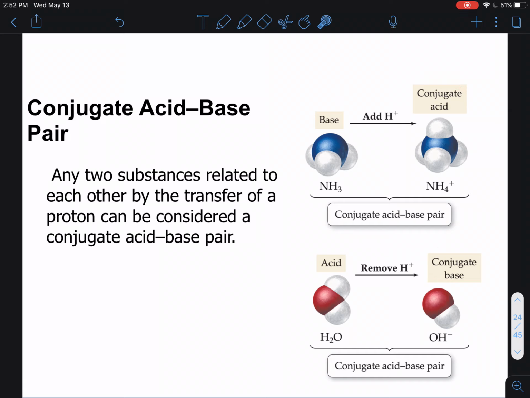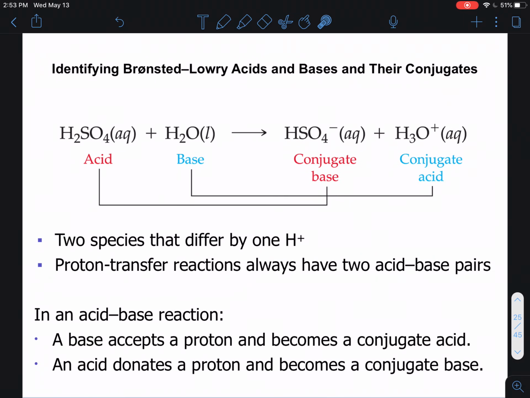So again, over here we have ammonia, right? Ammonia acts as a base. When we add a proton, it becomes NH4. That's its conjugate acid. This can act as an acid in certain situations. But either way, this is a conjugate acid-base pair. Water, if it's put in a situation where a proton is removed from it, it will act as an acid, and once it loses that proton, it forms its conjugate base. So again, this is the conjugate acid-base pair. Again, two species that differ by one proton.